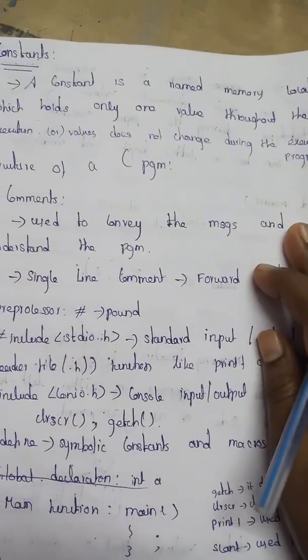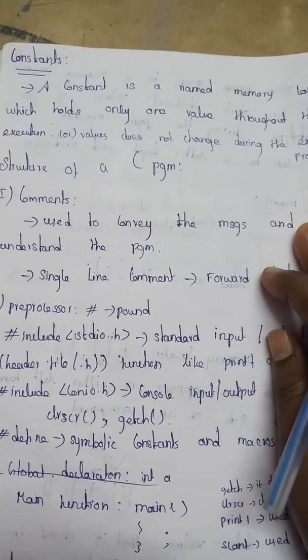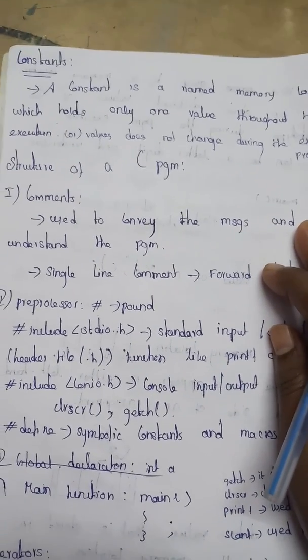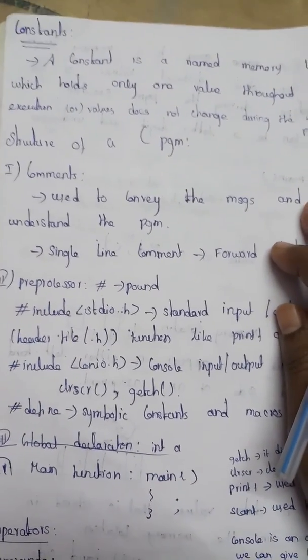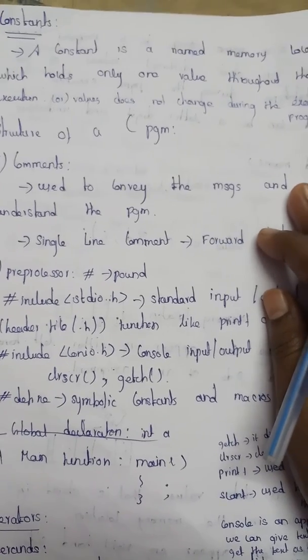The next one is constant. Constant is a named memory location which holds only one value throughout the program execution. Here we cannot change the value during the program execution.